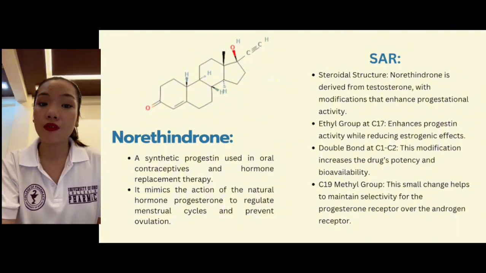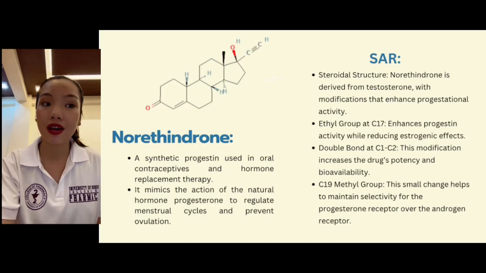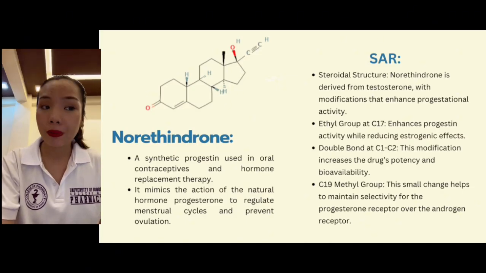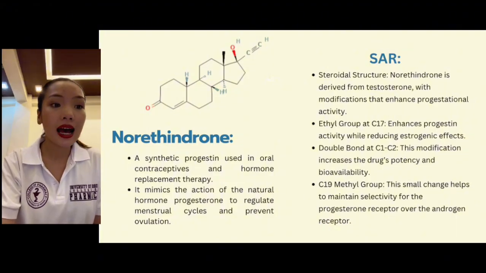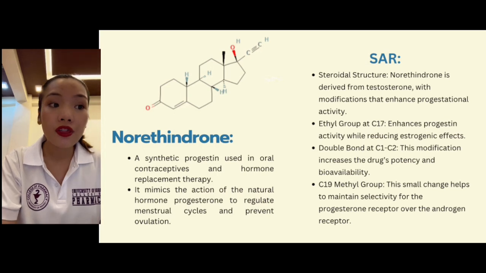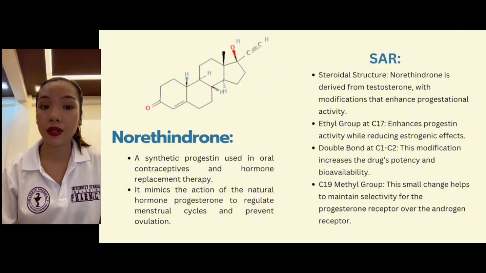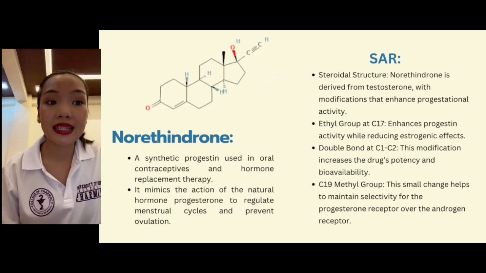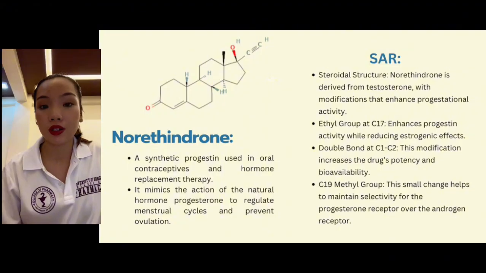It mimics the action of the natural hormone progesterone, helping to regulate menstrual cycles and prevent ovulation. By altering the uterine lining and thickening cervical mucus, it effectively prevents pregnancy. Aside from its contraceptive use, norethindrone is also prescribed for conditions such as endometriosis, abnormal uterine bleeding, and menopause-related hormone therapy. Its ability to provide stable progesterone levels makes it an important medication for women's reproductive health.